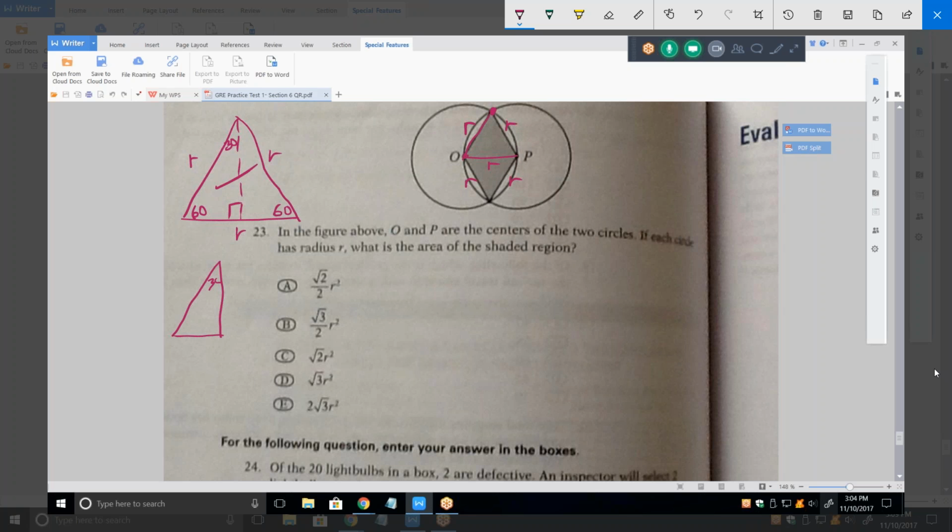That is a 30, 60, 90. That side is R. That side is 1/2 R. Correct? Correct. What is this side right here? What are you pointing to? The only unknown side, the vertical side there.